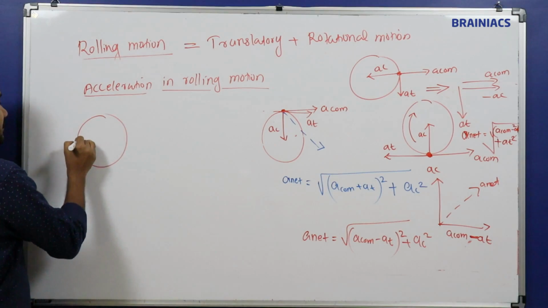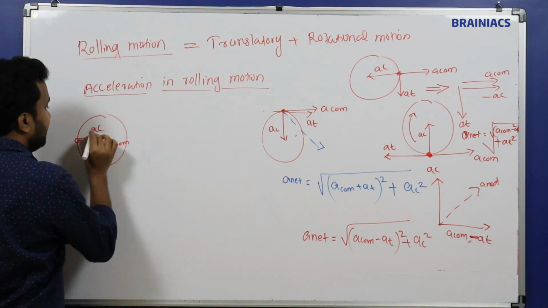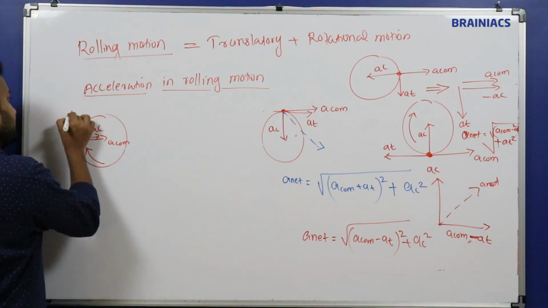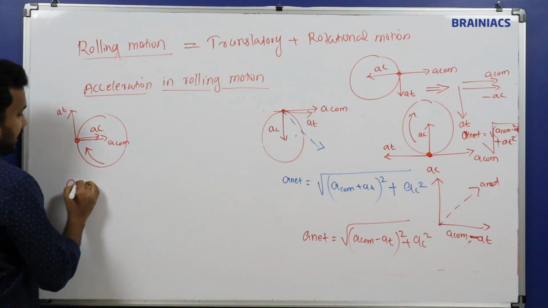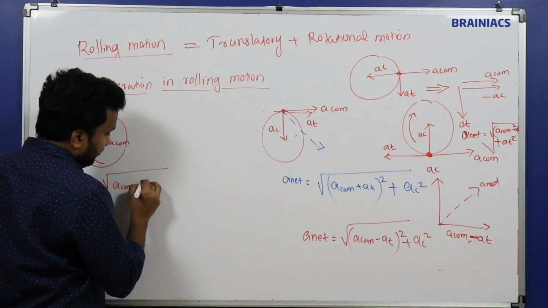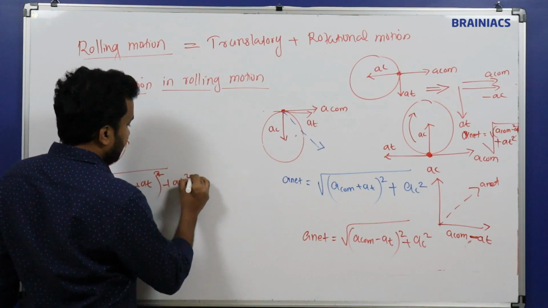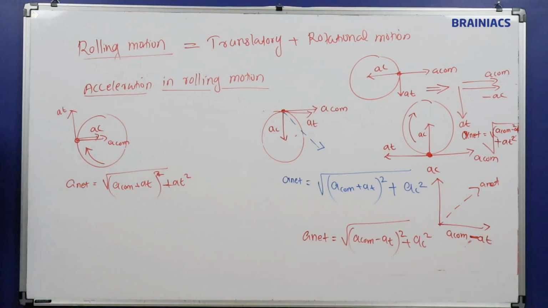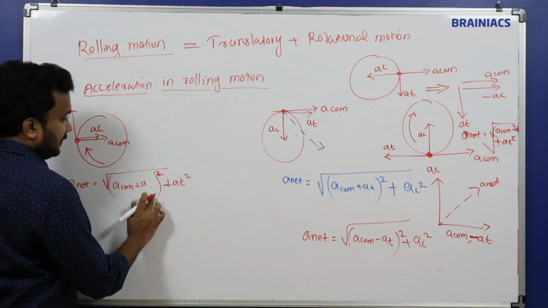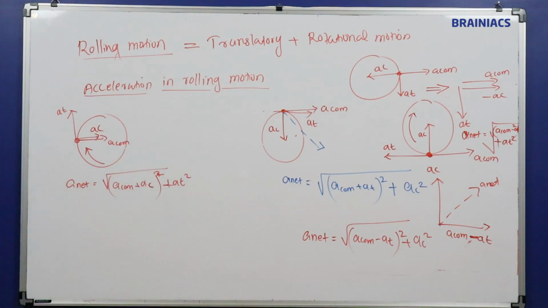I'll tell you one more point. When the body is at this point, this is called ACOM and this is called AC, and the body is rotating like this, so this is called AT. So A net will be equal to, both are in the same direction, so (ACOM plus AC) the whole square plus AT square. This is the correct answer. Here it is ACOM plus AC, both in the same direction, plus AT square. It's quite simple, right? Fine.